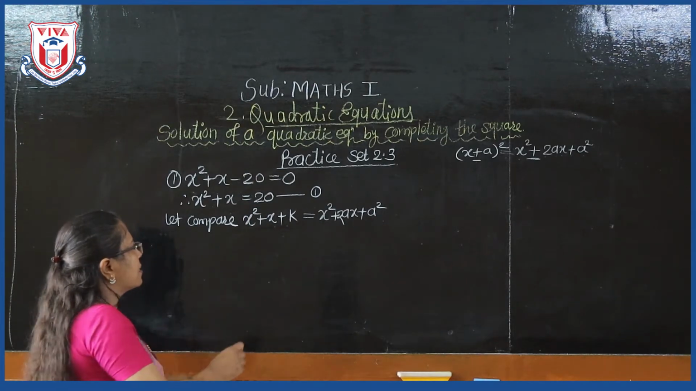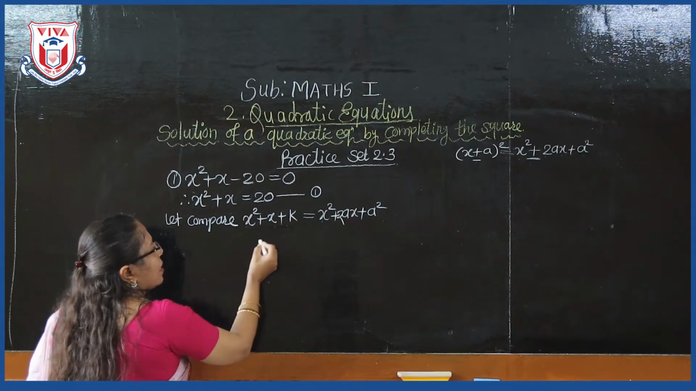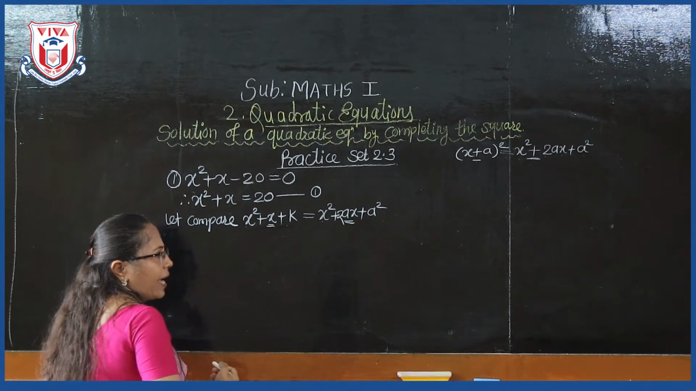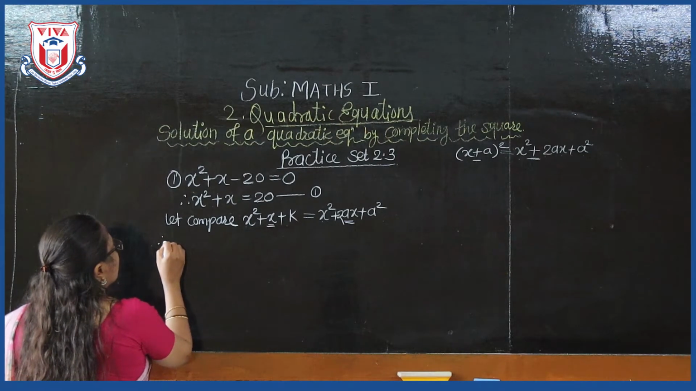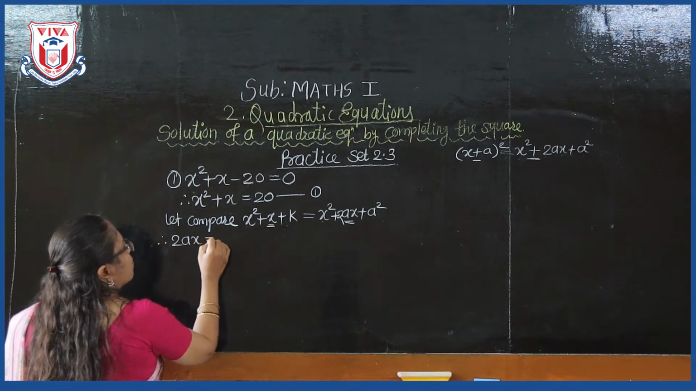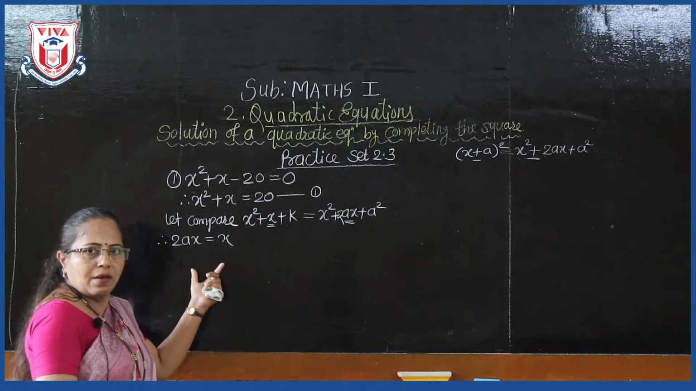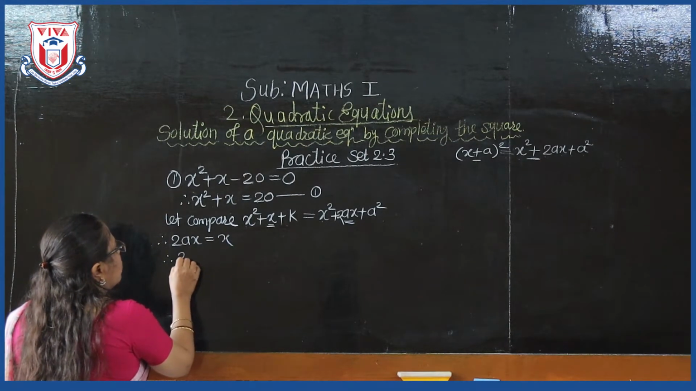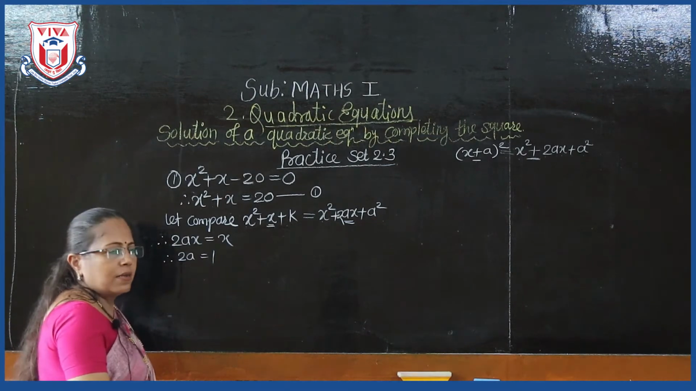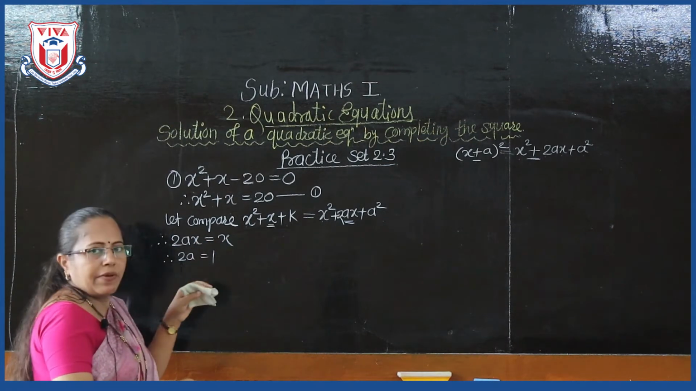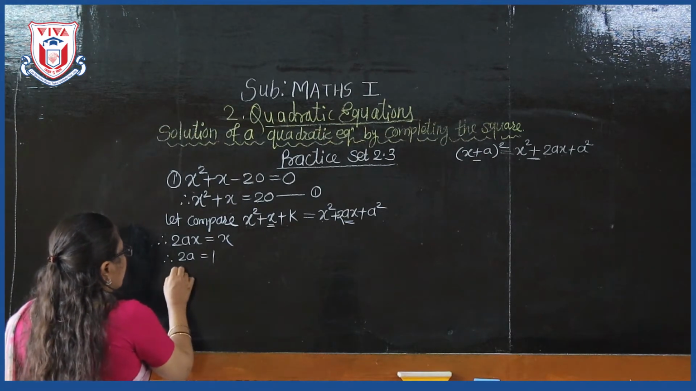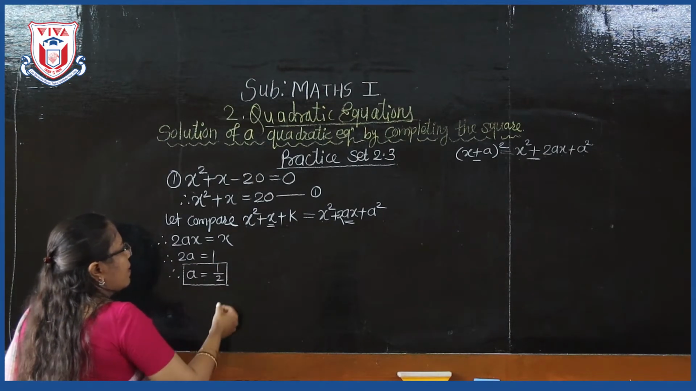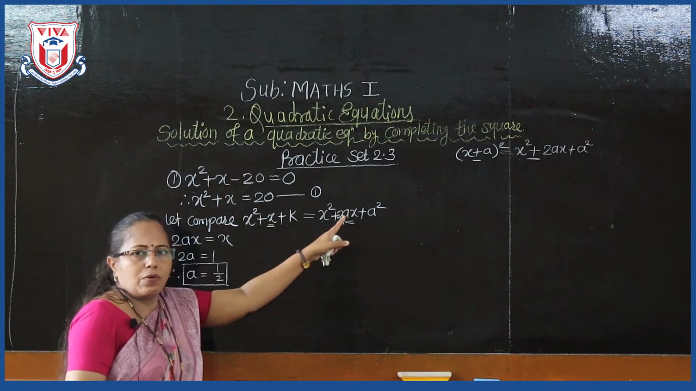If you compare this, on both sides x square is there. Now this middle term x is equal to 2ax. So here we will get 2ax is equal to x. Following this middle term we compared here, therefore 2a is equal to 1, because this x gets cancelled. Therefore a is equal to 1 upon 2. We got the value of a is equal to 1 upon 2.